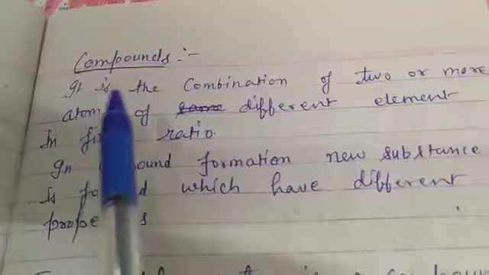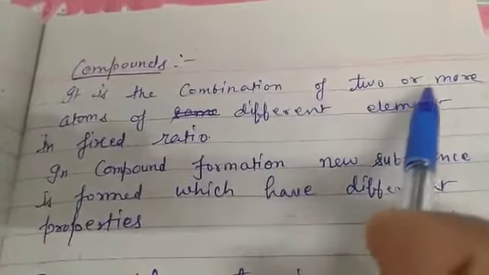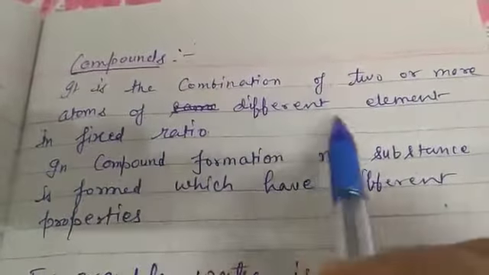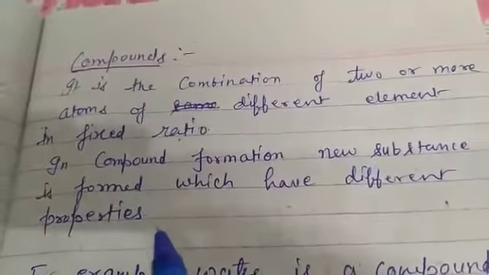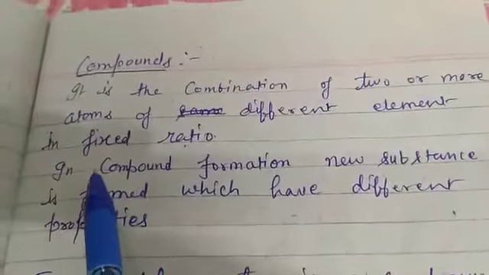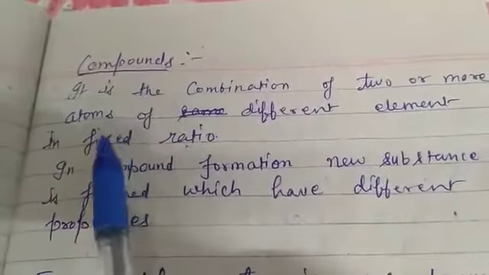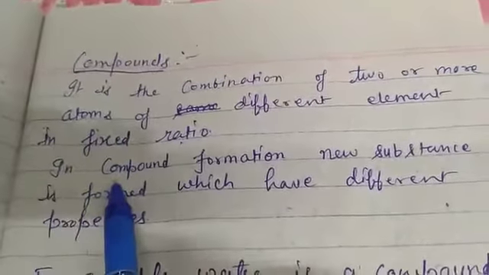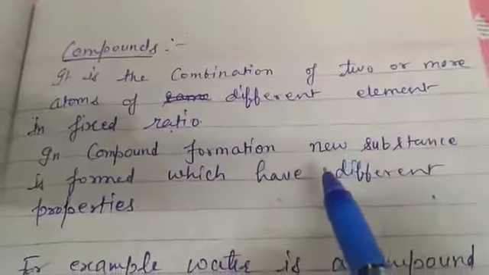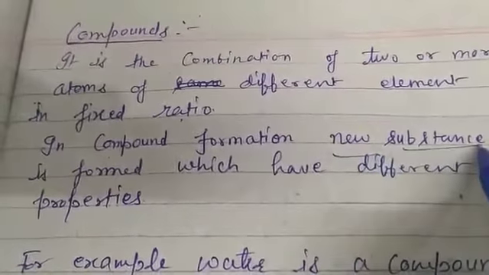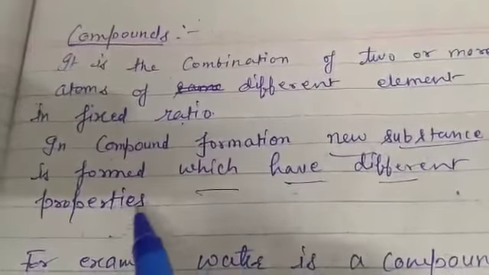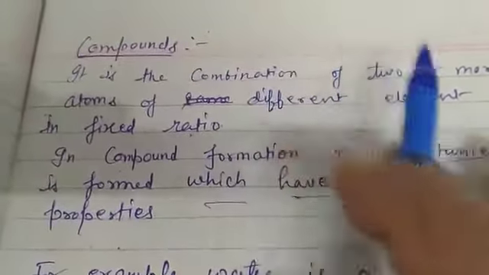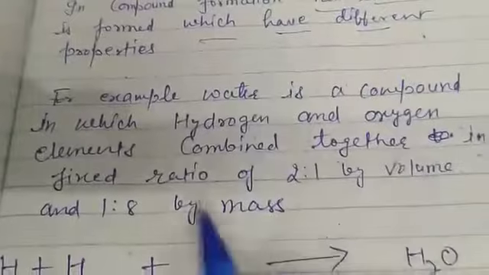Now what is a compound? It is the combination of two or more atoms of different elements in a fixed ratio. That is known as a compound. Whenever any compound is formed, there is always formation of a new substance which has different properties. Okay. So here I will take one example.